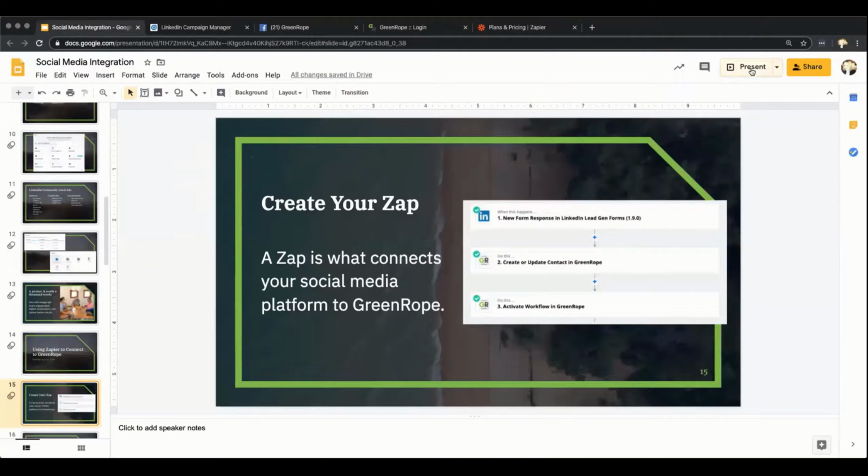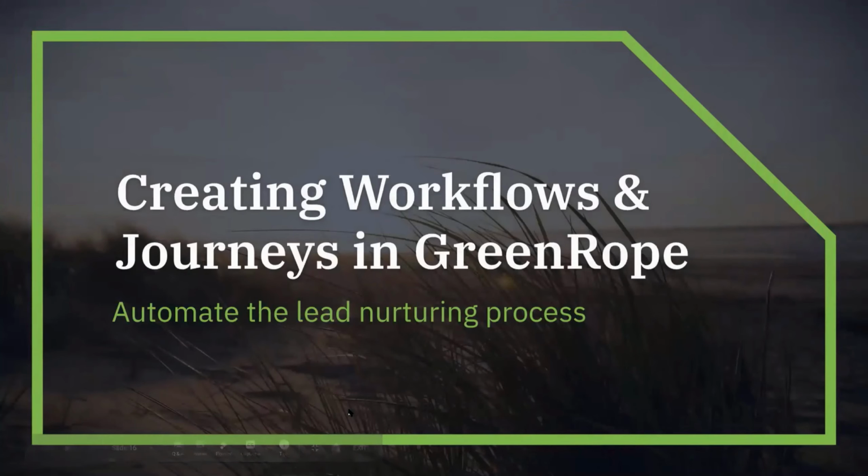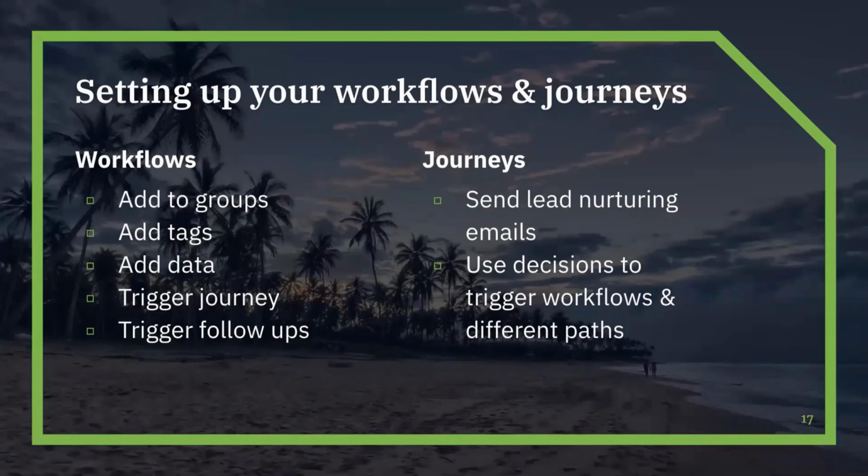All right, so now kind of moving back onto creating workflows and journeys in GreenRope. So you want to automate the lead nurturing process, and that's kind of what I just talked about as well, in terms of why you want to put them into different buckets and send them down different paths depending on what your goal is with these leads, especially if you've got colder or more marketing qualified leads.